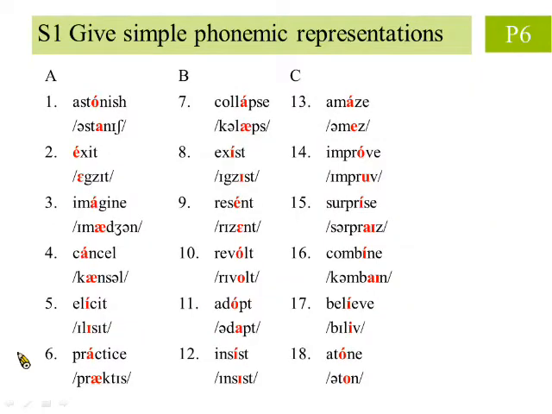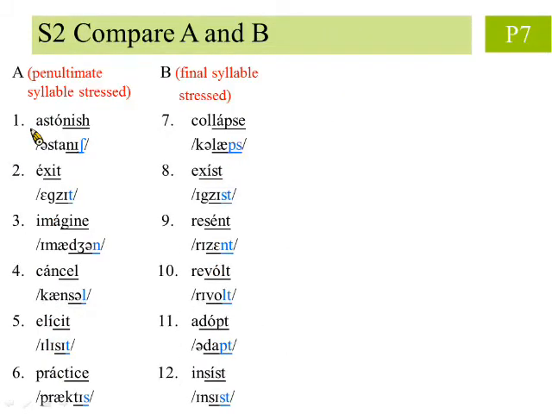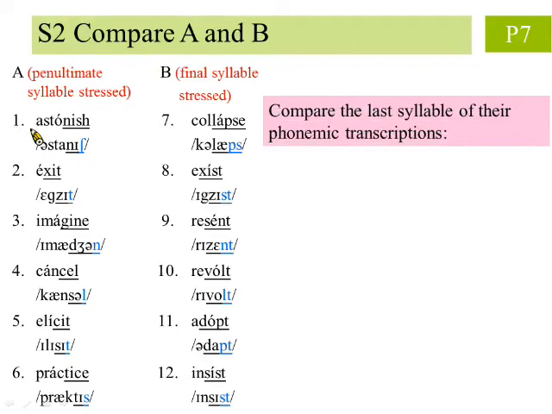To start, we should write down the phonemic representations of these verbs, noting the stressed syllable and the corresponding symbol in red. Next, for columns A and B, we compare the last syllable of their phonemic transcriptions. The stress in A is on the penultimate syllable, whereas in B, the stress is on the last syllable. The last syllables are underlined and the last consonants are colored blue.